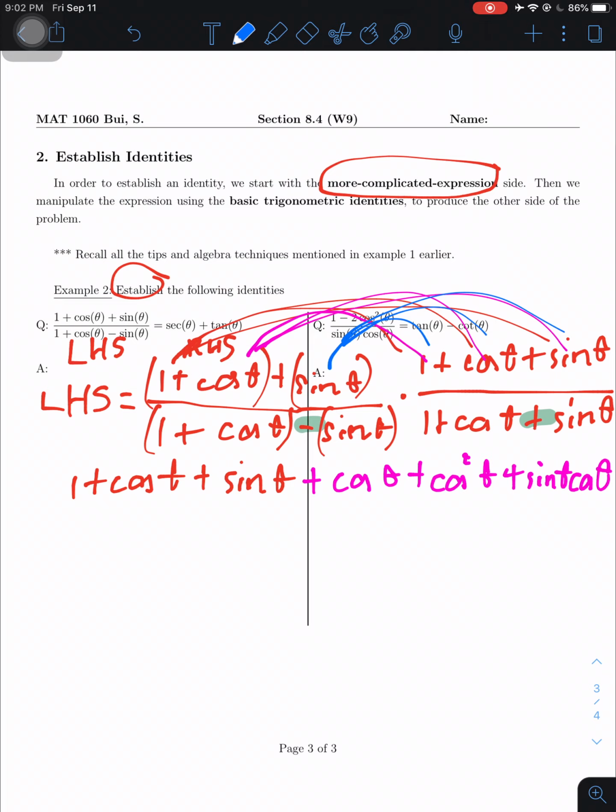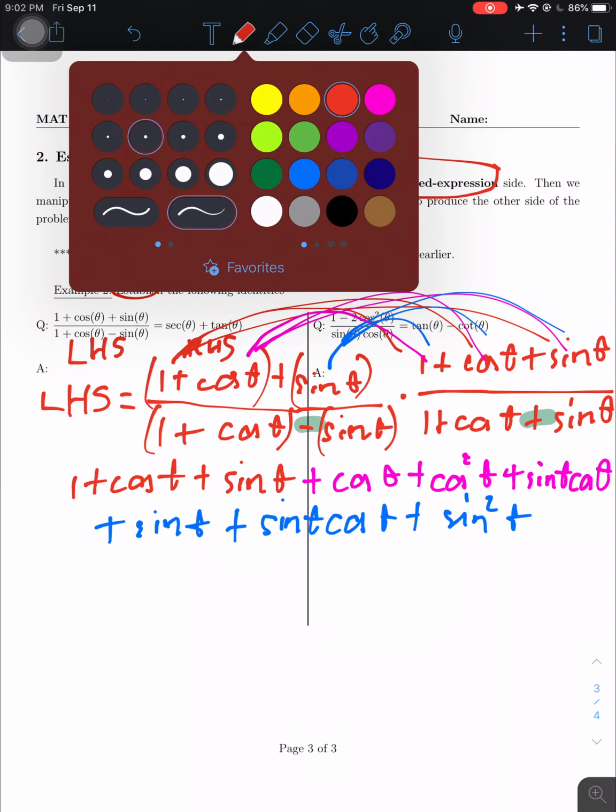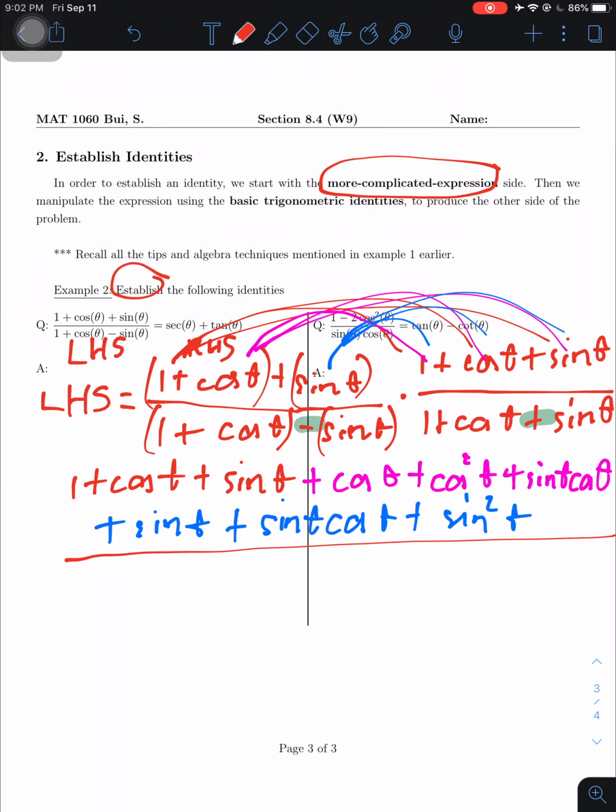And for the blue parts, well, psi times 1 is psi. Psi times cosine, again, we're gonna get psi cosine. We cannot do anything but putting them together. The last one, we have psi times psi, which is psi squared, okay? All right, and then we're gonna do the same thing for the bottom.